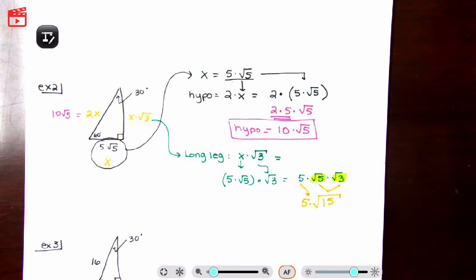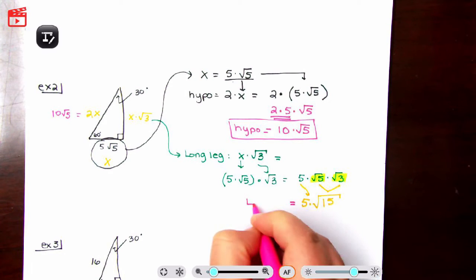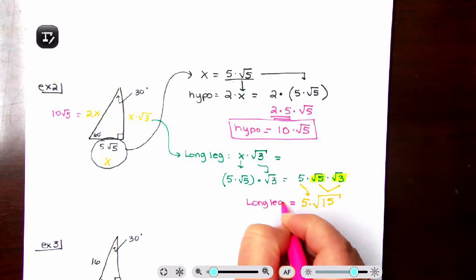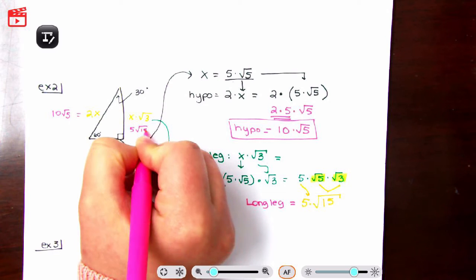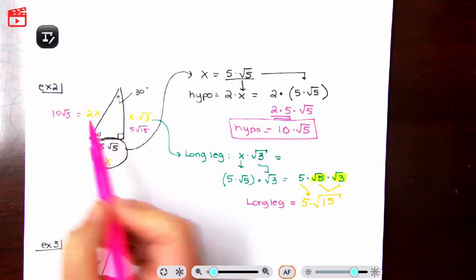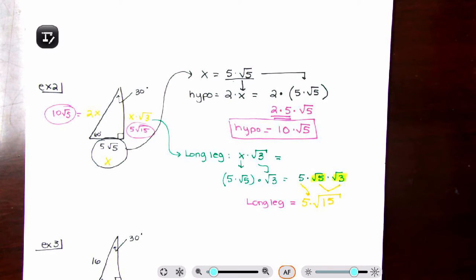So we have 5 times the square root of 15. Now sometimes this right here can be simplified by using different factors. In this case, we cannot factor 15 more because we came from 5 and 3. Those are the only factors. Sometimes you can factor more, otherwise just leave it if that is your simplest answer. So this is your long leg. So we have long leg is equal to 5 times the square root of 15. So we have our hypotenuse, we have our long leg, and we have our short leg here.